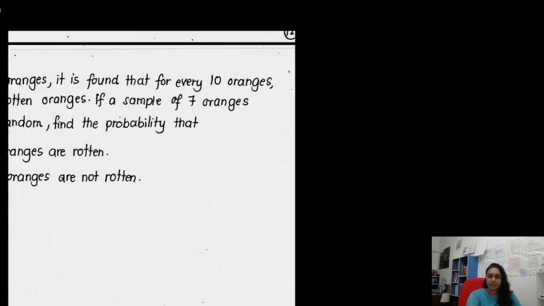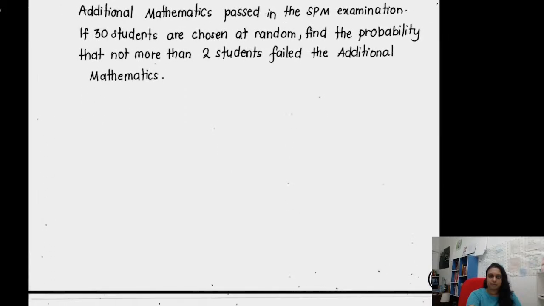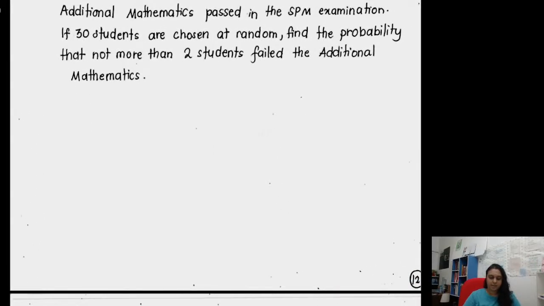Nombor 4. Okay, let's understand number 4. A teacher, seorang guru, found that 90% of the students who took maths passed in the SPM examination. The cikgu dapati ada 90% yang pass exam maths. If 30 students are chosen at random, ada 30 pelajar yang dipilih.